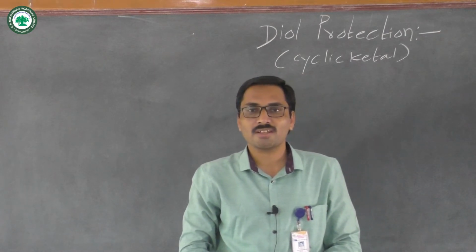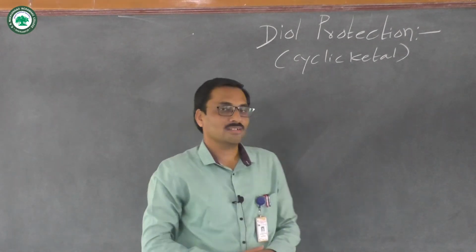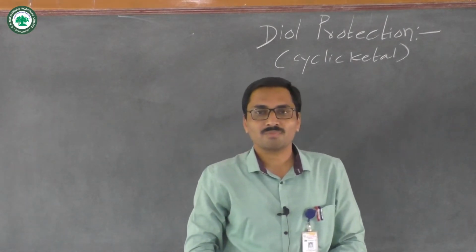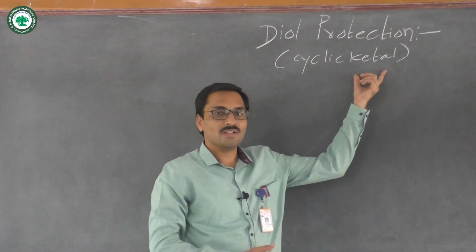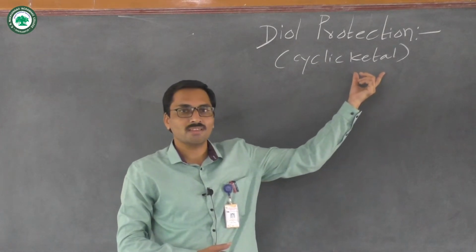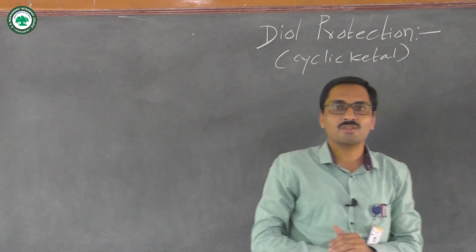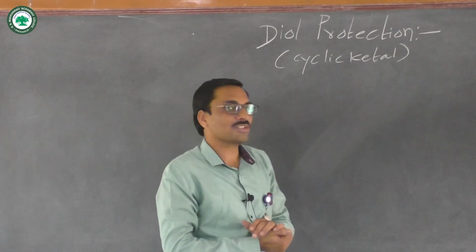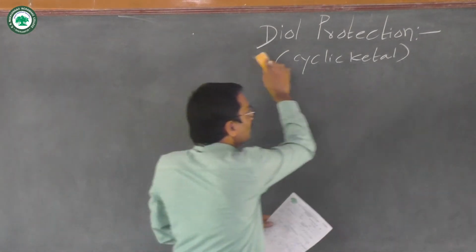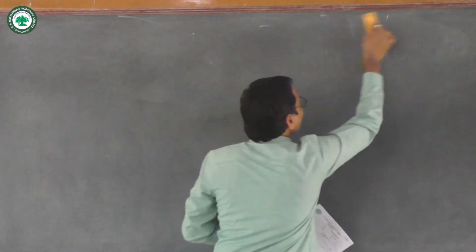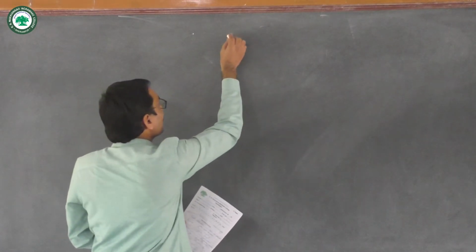In this particular lecture, we are going to discuss diol protection. A diol can be protected as a cyclic ketal by reacting that diol with acetone or cyclohexanone, or we can use other ketones, in the presence of a catalytic amount of acid. Consider one example. Here we consider one example for the formation of a cyclic ketal.